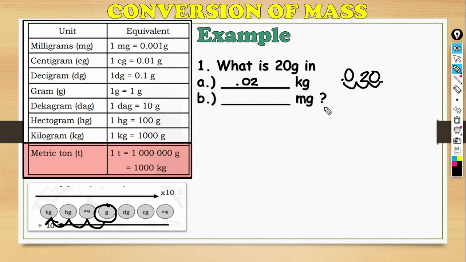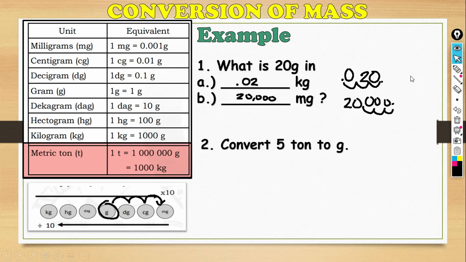And then how about milligrams? So, titingnan ulit natin dun sa chart. Starting from grams, bilangin natin. From left to right naman tayo. 1, 2, 3 din. So, 20, move tayo from left to right 3 times. 1, 2, 3. So, decimal point, dagdag ng 0. We have 20,000 milligrams.